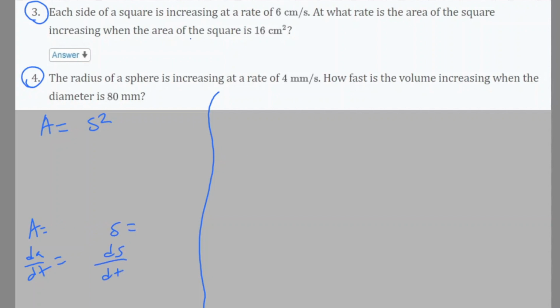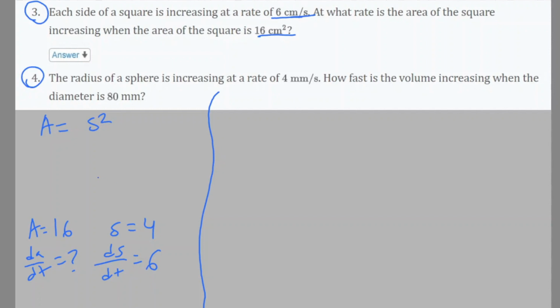So do we know the area? The area of the square is 16. So when the area of the square is 16, we want to find the rate at which the area of the square is increasing. So we don't know this, we need to find dA/dt. Do we know s? We can actually figure out s from A. If we plug in 16 for A here, s would be 4. The square root of 16 is 4, so s is 4. And ds/dt, we're actually given that in the problem, which is 6.